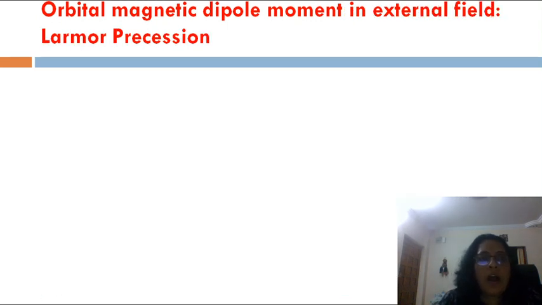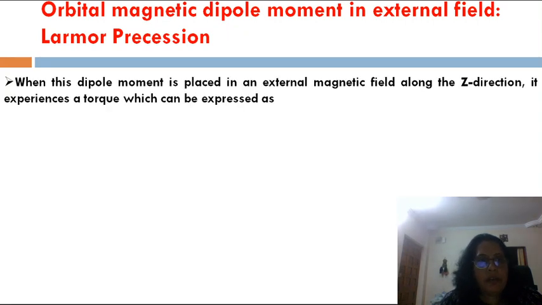Now, whatever effect we have studied earlier is the intrinsic magnetic effect, because it is the magnetic field generated due to orbital motion. Now we will see how, if we apply an external magnetic field, the orbital magnetic dipole moment gets changed. Intrinsic we have seen. Now if we apply an extrinsic field, what is its effect?